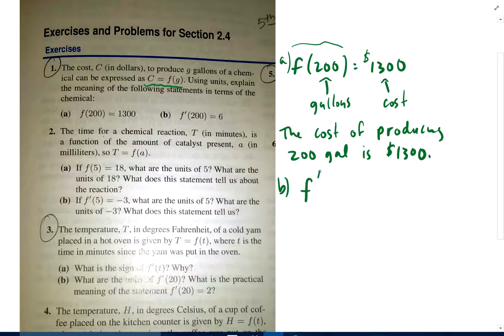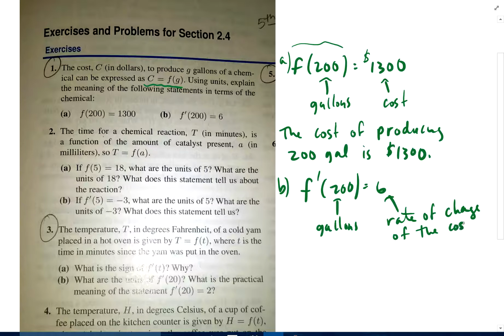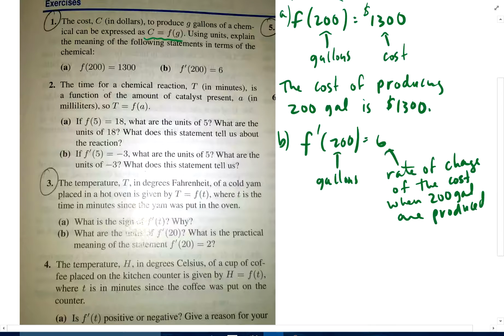B. F prime of 200 equals 6. So that's the number of gallons. And what is that? That's the rate of change of the cost when 200 gallons are produced. Does that make sense? So what we're saying is the cost is changing at $6 per gallon. The cost is going up when you're producing 200 gallons.